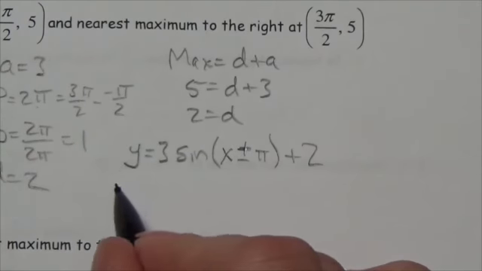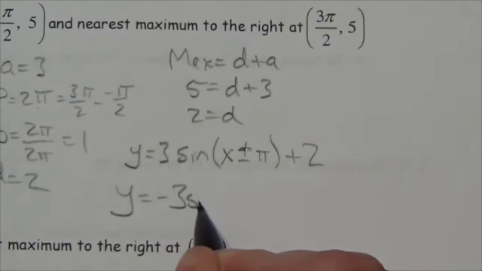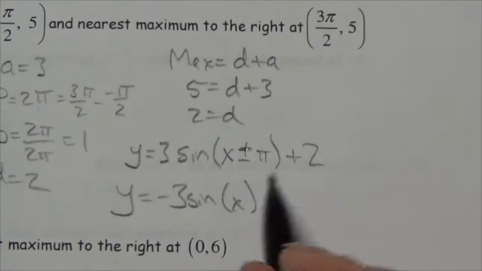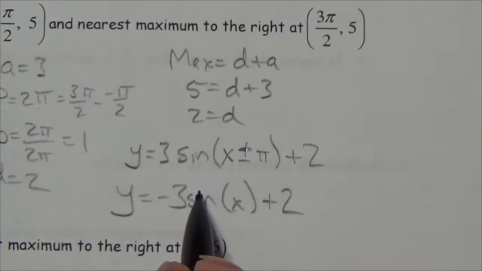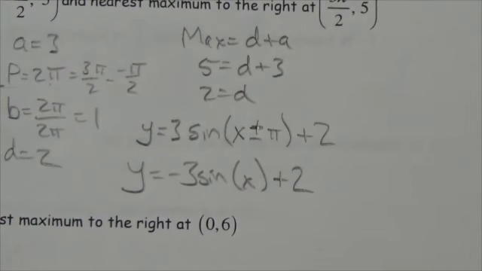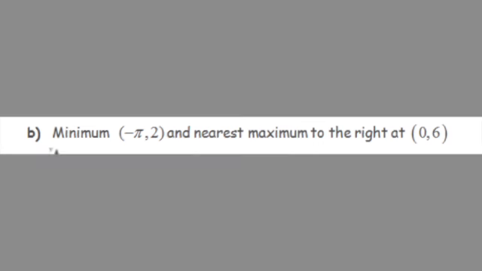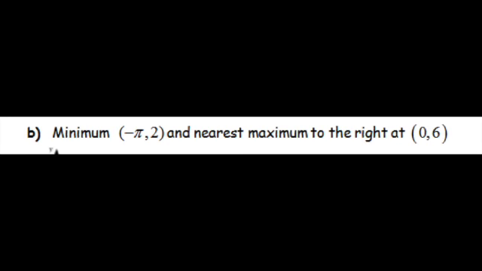And so the equation would be this then, negative 3 sine of x plus 2. And so either one of those would be an appropriate sine function for this graph, having a minimum at negative pi comma 2, and the nearest maximum to the right at the point 0, 6.